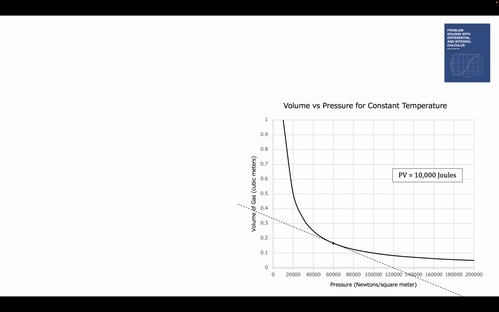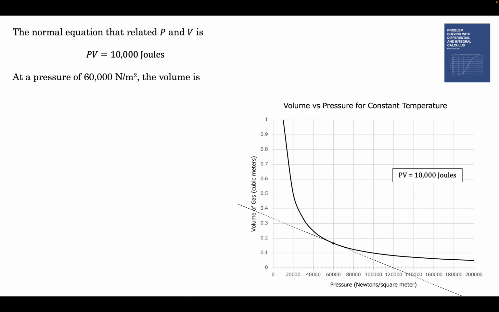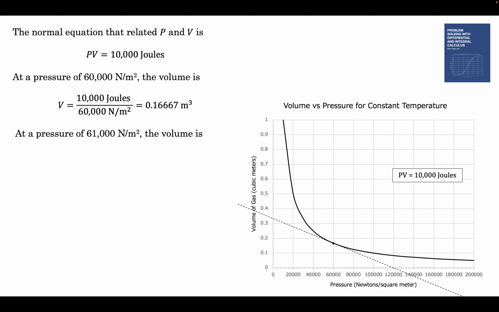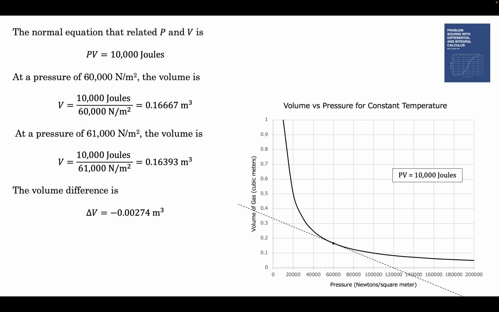The normal equation relates the pressure and the volume. The difference equation relates their differences. The normal equation is PV equals 10,000. We can plug in a pressure of 60,000 and calculate V. So that's what V is. Now we can plug in a pressure of 61,000 and calculate the volume there. It's a little bit less. We can get the volume difference by subtracting them, and we get minus 0.00274 cubic meters, which is remarkably close to what we got using our estimate of the tangent line.